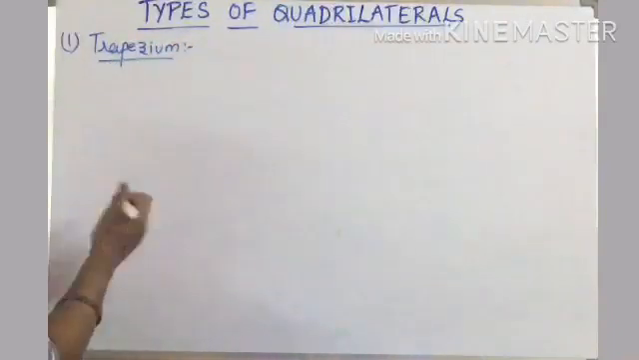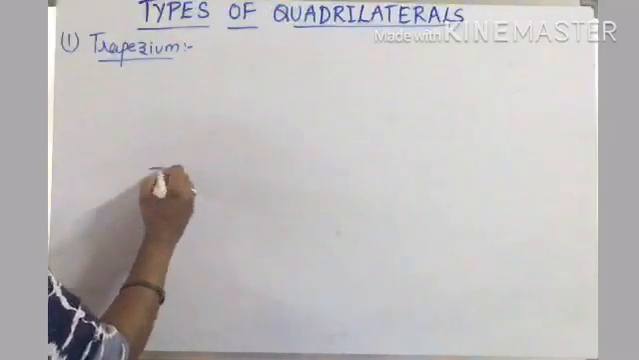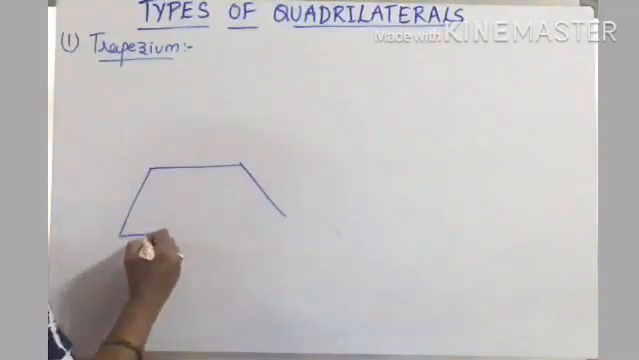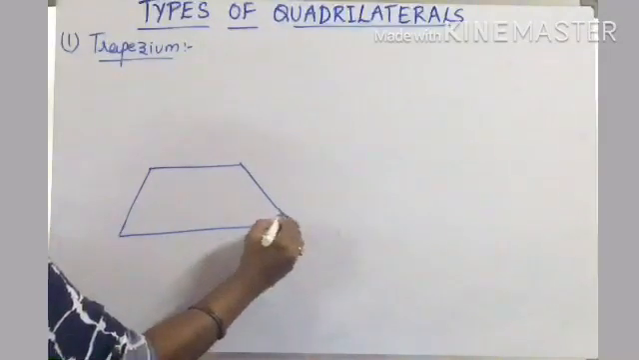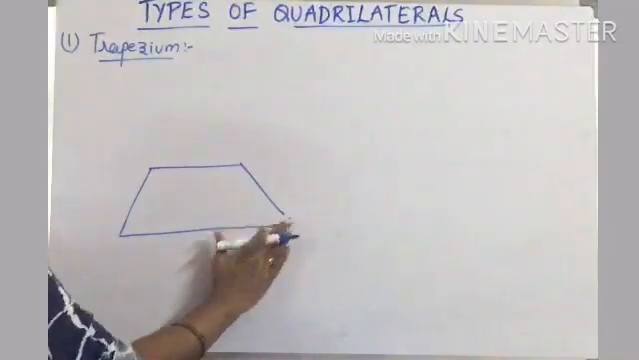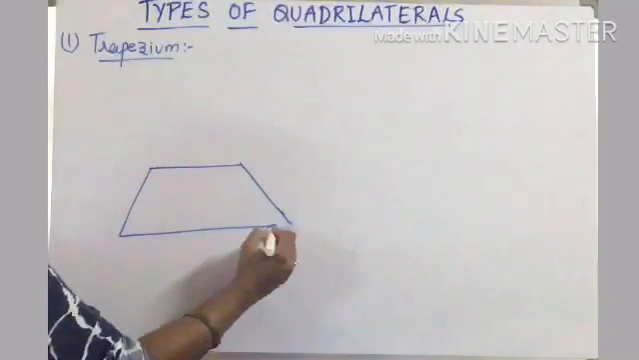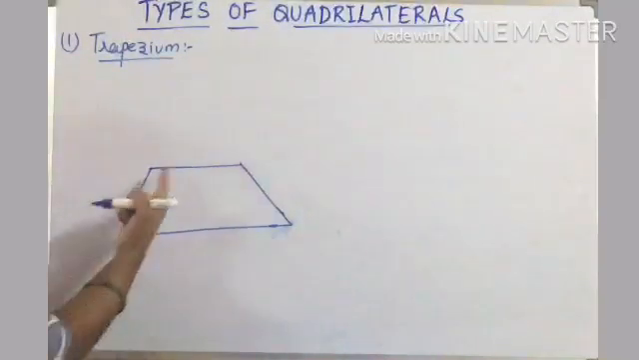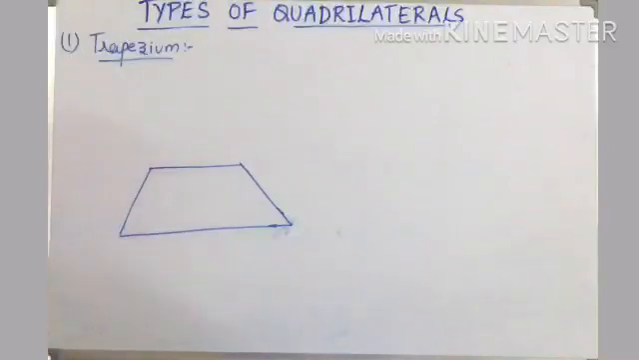So what is a trapezium? It is also a quadrilateral. The shape of the trapezium will be like this. It is a four-sided figure and it is a closed figure. Then what is the speciality of a trapezium?